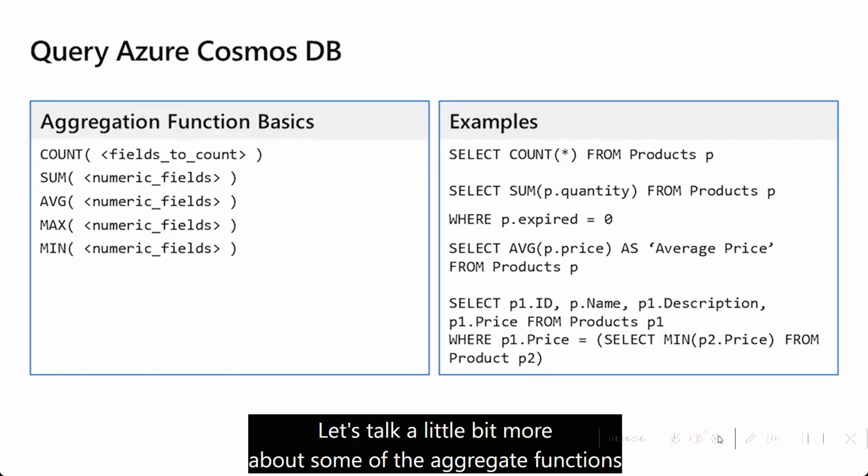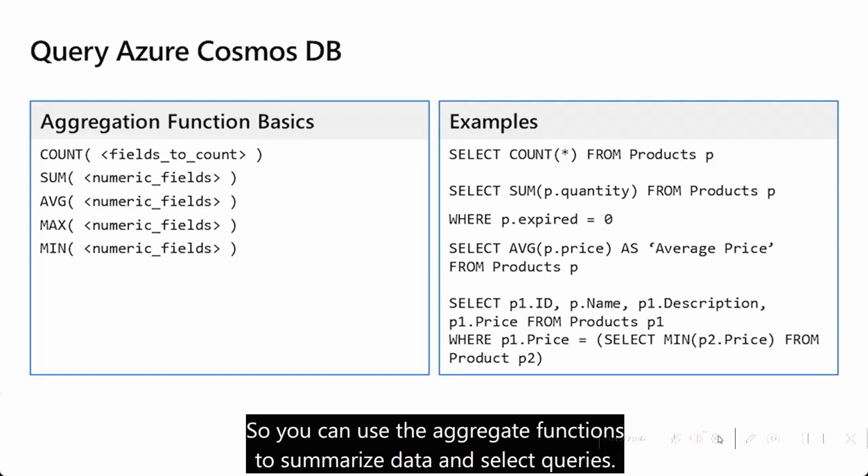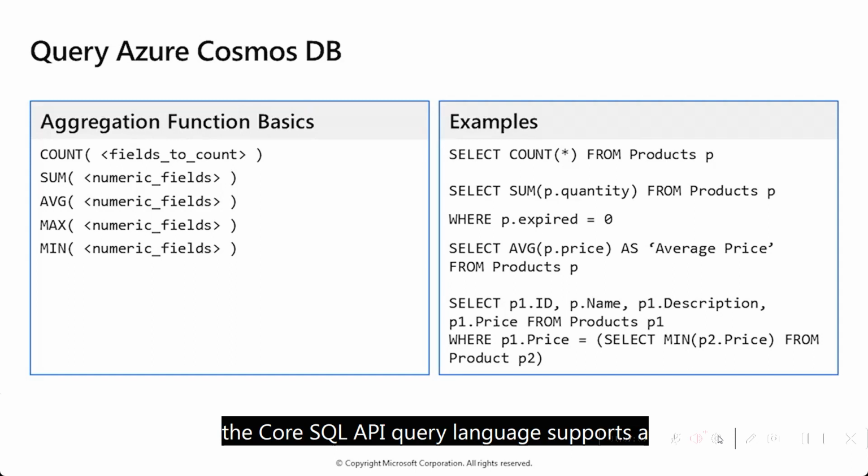Now let's go ahead and talk a little bit more about some of the aggregate functions that can be used with the Core SQL API as part of Cosmos DB. You can use aggregate functions to summarize data in select queries. You place aggregate functions in the select clause. The Core SQL API query language supports a couple of aggregate functions like count, sum, average, max, and min.